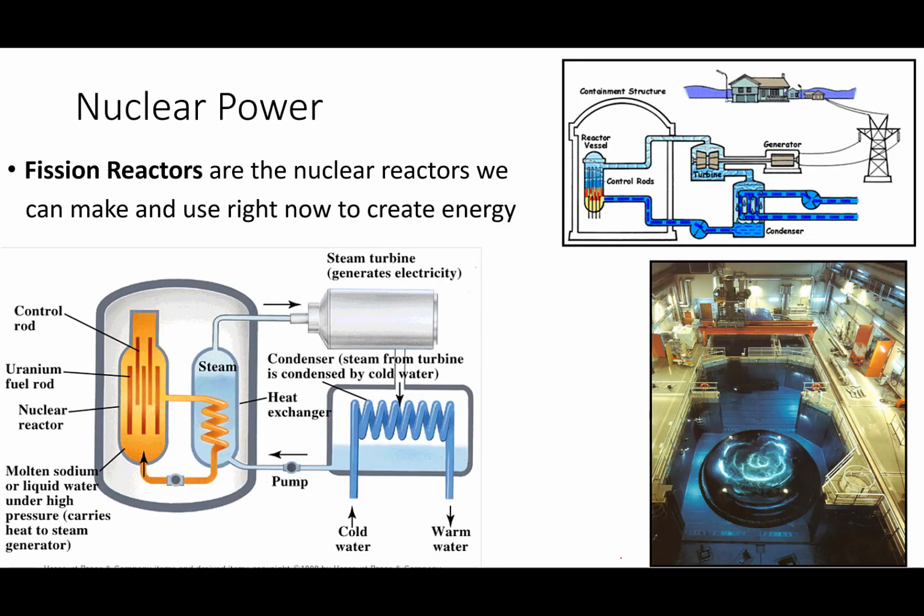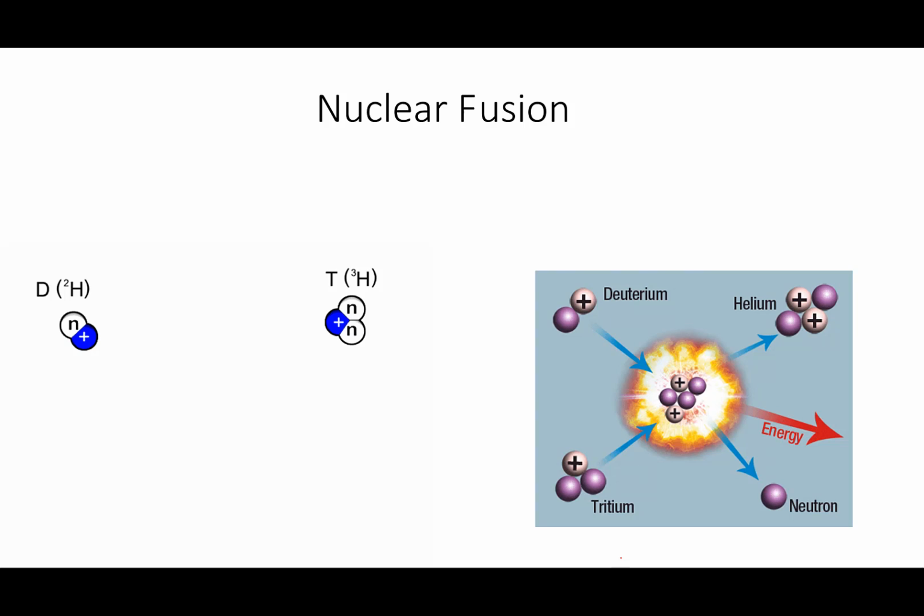It's a cycle. We can use nuclear power in fission reactors. That's what we currently do right now on Earth. We use nuclear fission to make our power. Fusion would be better, but we can't really do it.